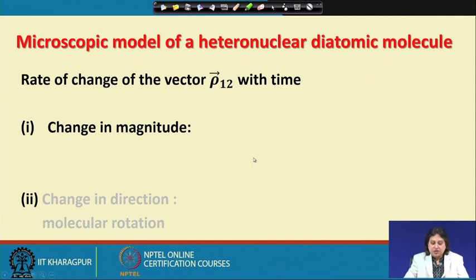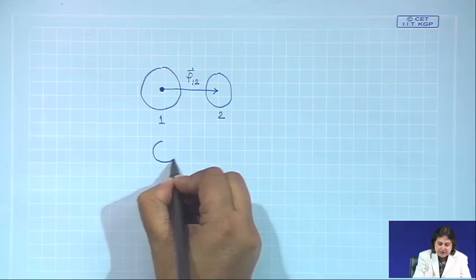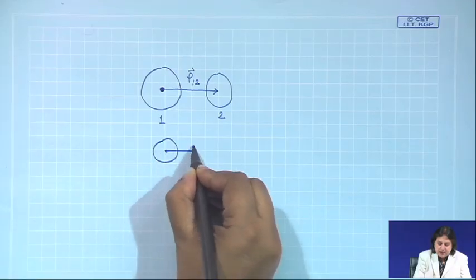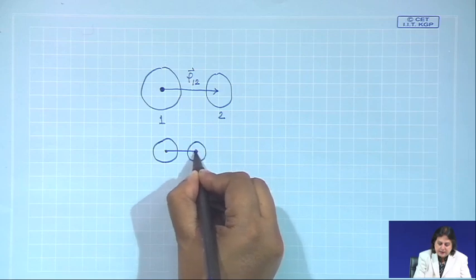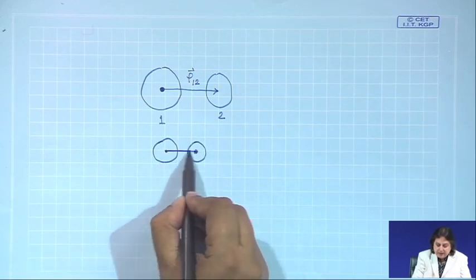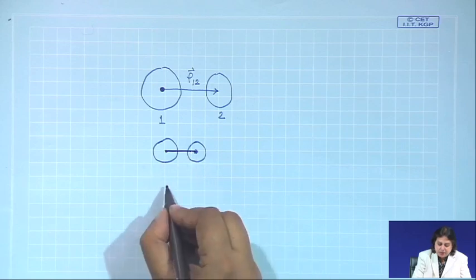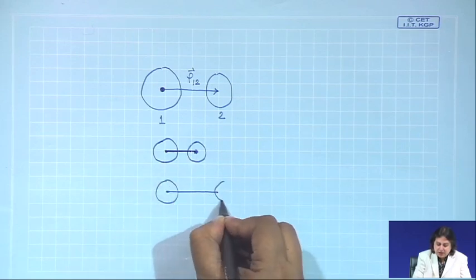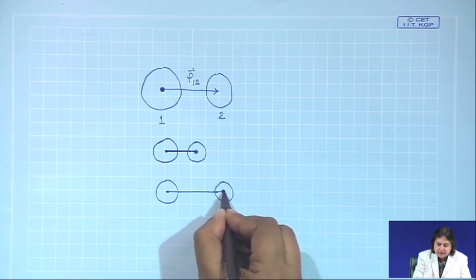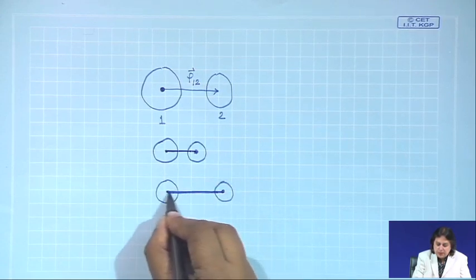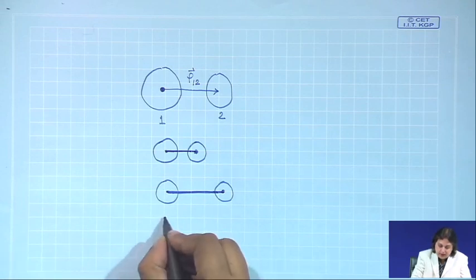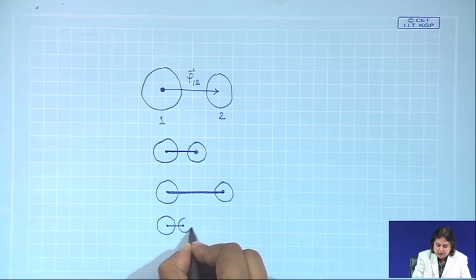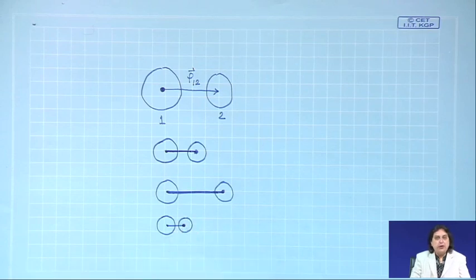So, when you are having a change in magnitude, what you are saying is, if this is the equilibrium bond length of the two atoms, then when this vector changes in magnitude, you are going to have one kind of situation where the vector is now longer than the equilibrium bond length, or it may so happen that the vector is now smaller than the equilibrium bond length.